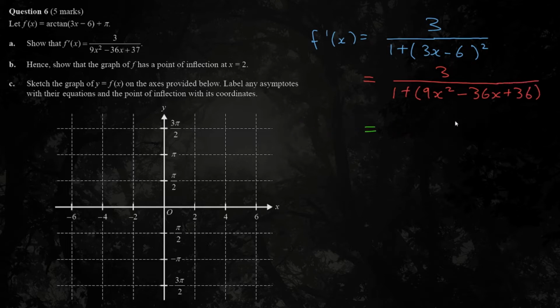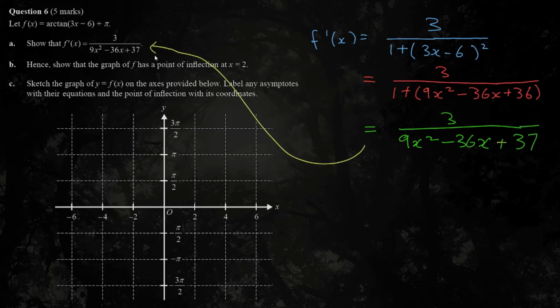And at this point, we're nearly done. So I'm going to keep the numerator the same. Collect like terms, so 9x squared goes out the front. Then we get the minus 36x. And notice we've got a 1 here and a 36 here. So these are both constant terms, and so they're going to combine at the end. And we're going to get a plus 37 here. So just notice that that's exactly the form that we wanted. And that's how we know that we're done with part A.